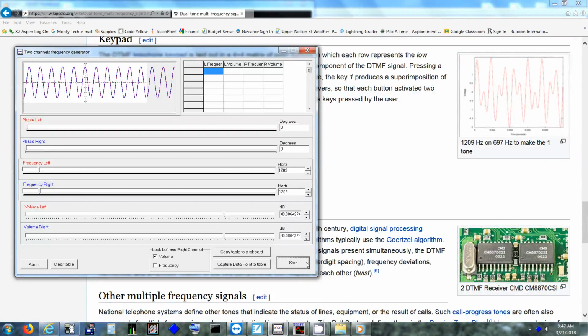So if I play, first I'll play just the 1209. Doesn't really sound like a button on the phone. 697. I'll play that one. Okay, that doesn't really sound like a button on the phone either, but the combination of the two played together, now it sounds like a button on the phone. Everything that you hear on the phone, the dial tone, the ringing, busy signal, all of that stuff is just two frequencies played at the same time.